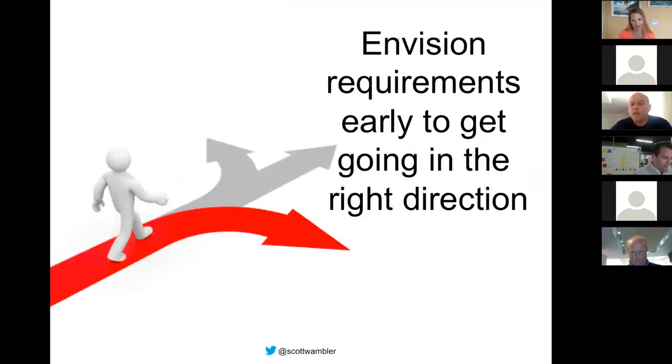So here's something that might freak out some Agilists. You want to do some upfront modeling. You want to do some upfront requirements modeling. Those requirements have got to come from somewhere.